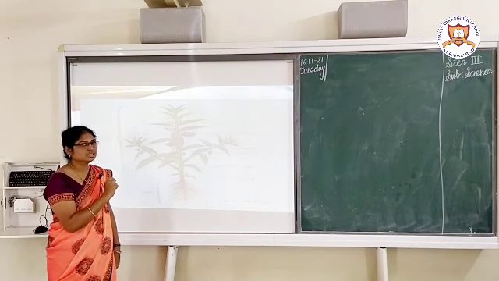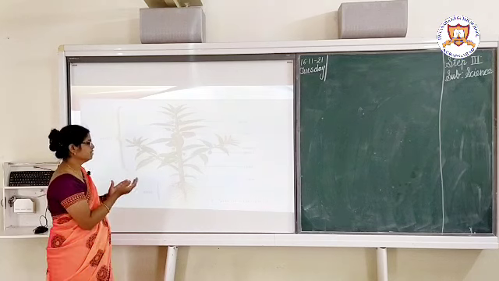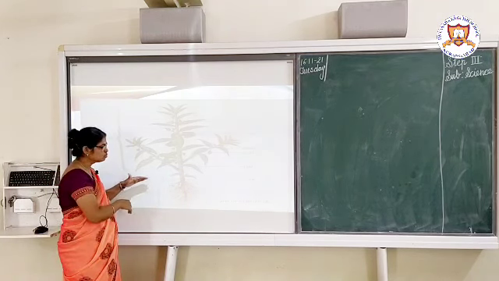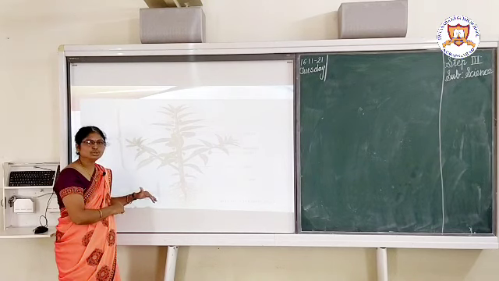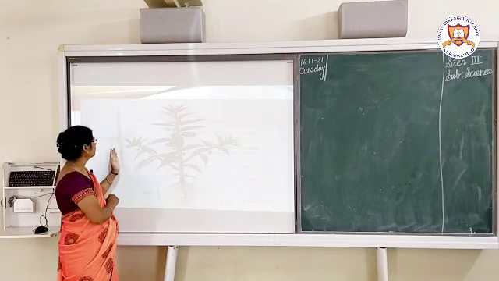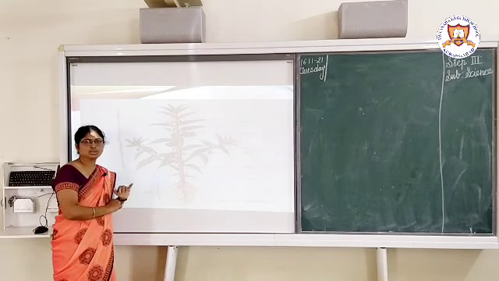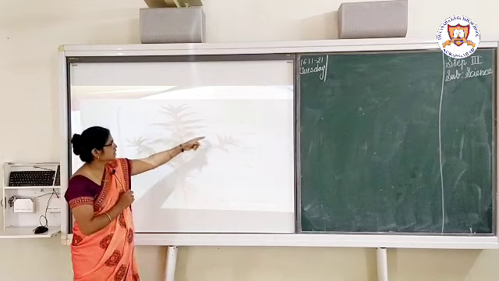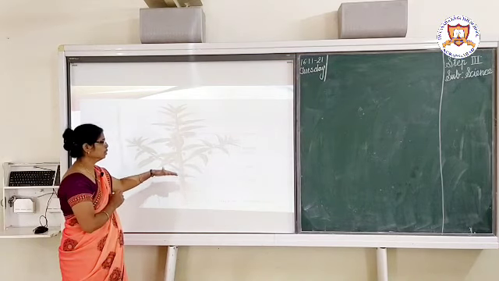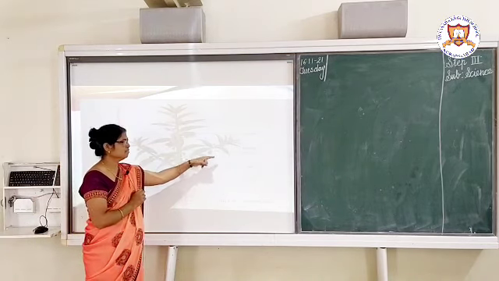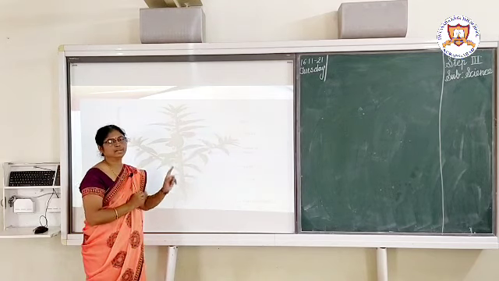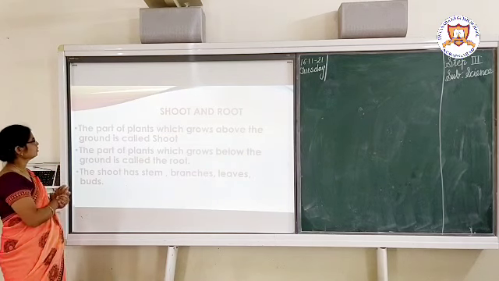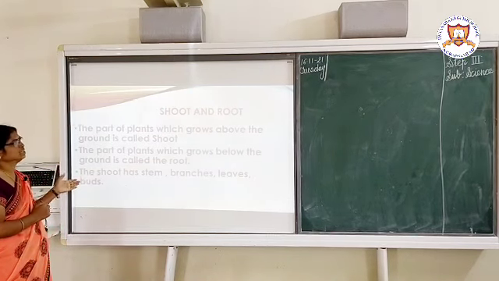Do you understand, students? Once again I will repeat that. See here. The part of the plant that grows below the ground is called the root. The part of the plant that grows above the ground is called the shoot. Whatever is included in the shoot system, all those parts are above the ground: stem, leaf, fruit, branch, flower and bud. Understood, all of you?